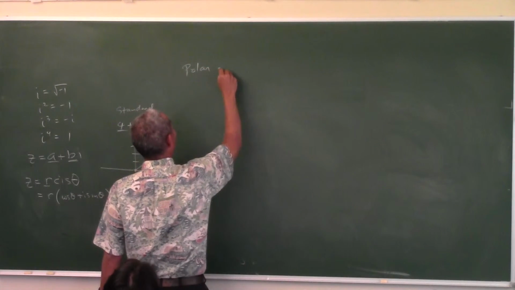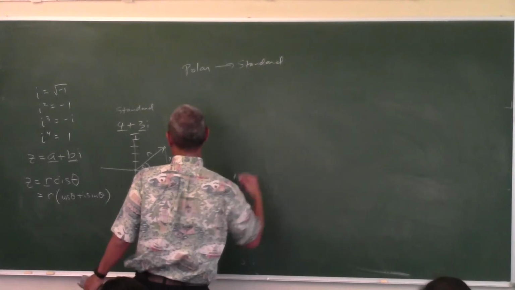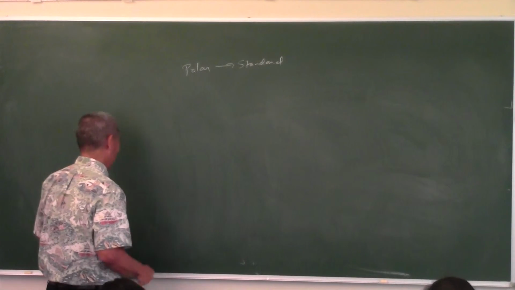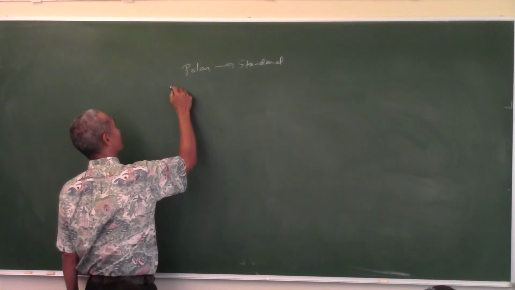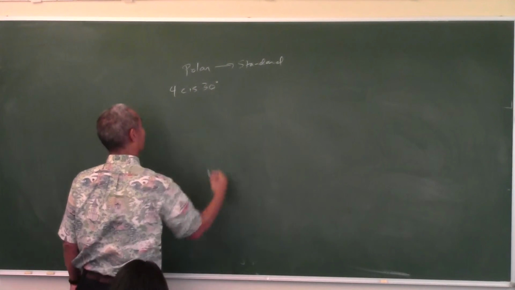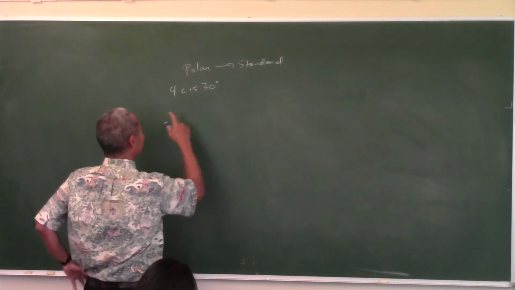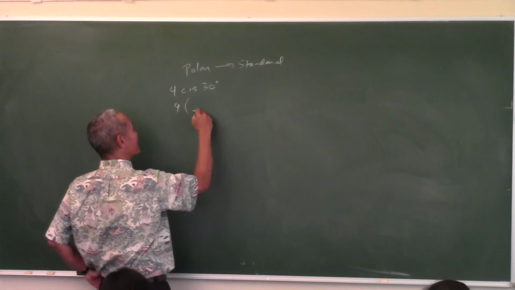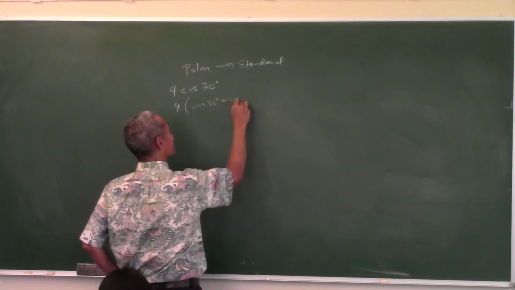Let's say I want to convert from polar to standard form. I'm going to erase this. Let me give you a polar form: how about 4 kiss 30 degrees? How do we convert that into standard form? Well, remember, kiss is an abbreviation for cosine theta plus i sine theta.